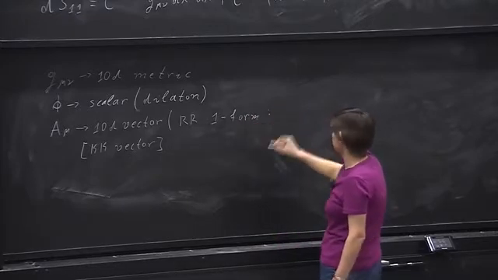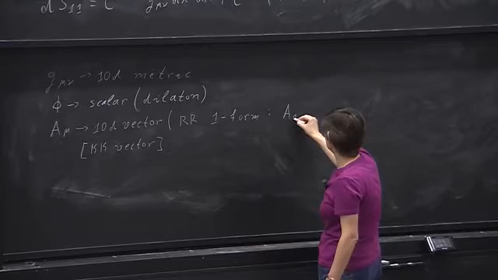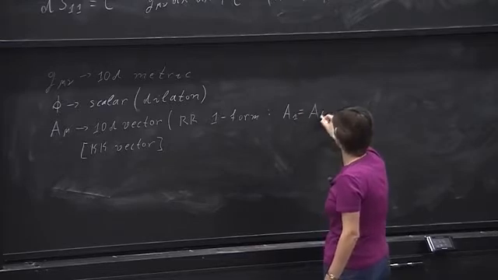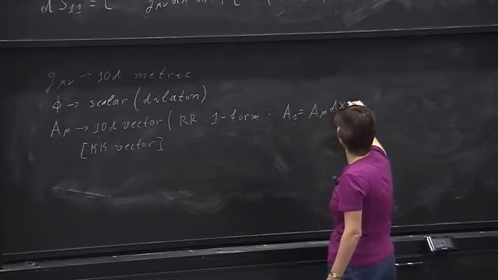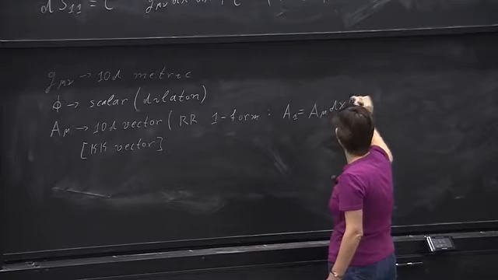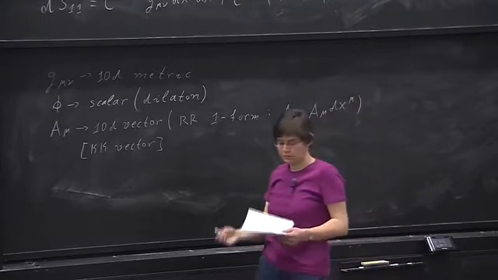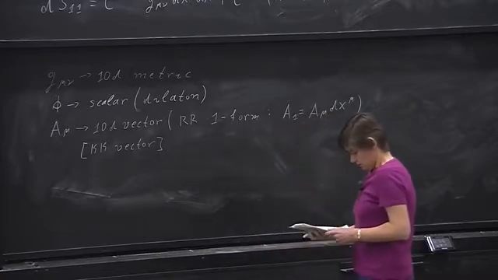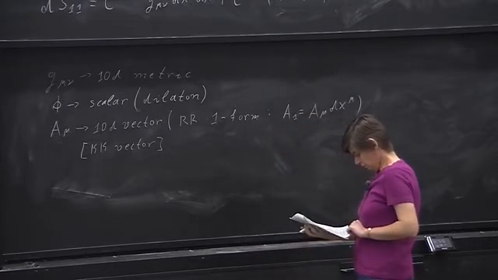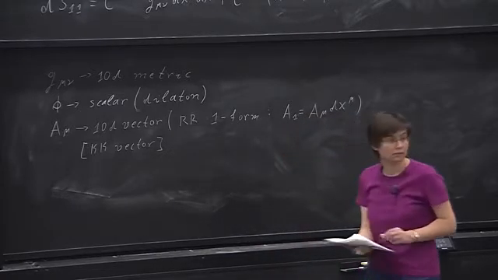And how is it a one-form? Just in the usual way, namely A mu dx mu is the one-form that occurs in type 2A.